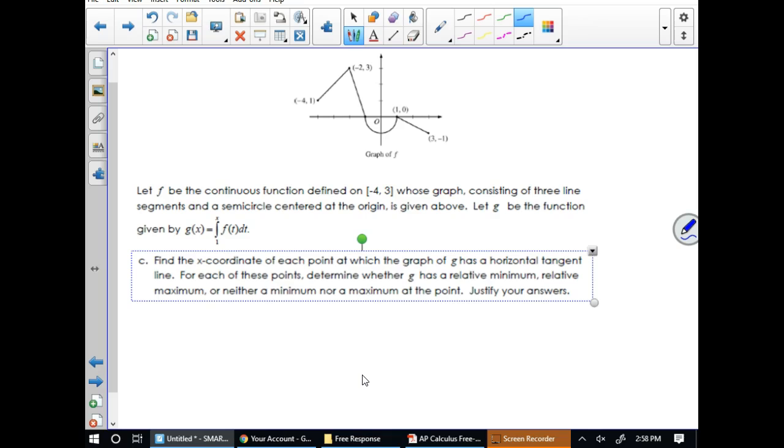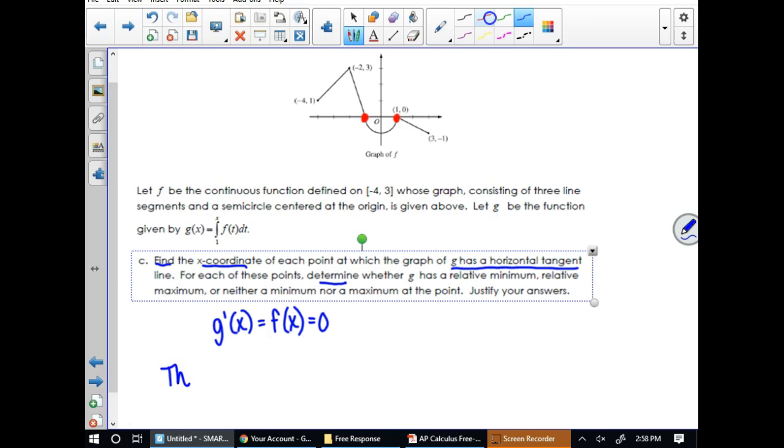So we've already stated in the last part that to tell where something is increasing, decreasing, maximums, minimums, we need to look at the derivative. So g prime of x is f of x, and we're looking for where that derivative equals 0. So this derivative right here that we have the graph of is going to equal 0 both at 1 and negative 1. Now here it says, first, find the x coordinate of each point where the graph has a horizontal tangent.